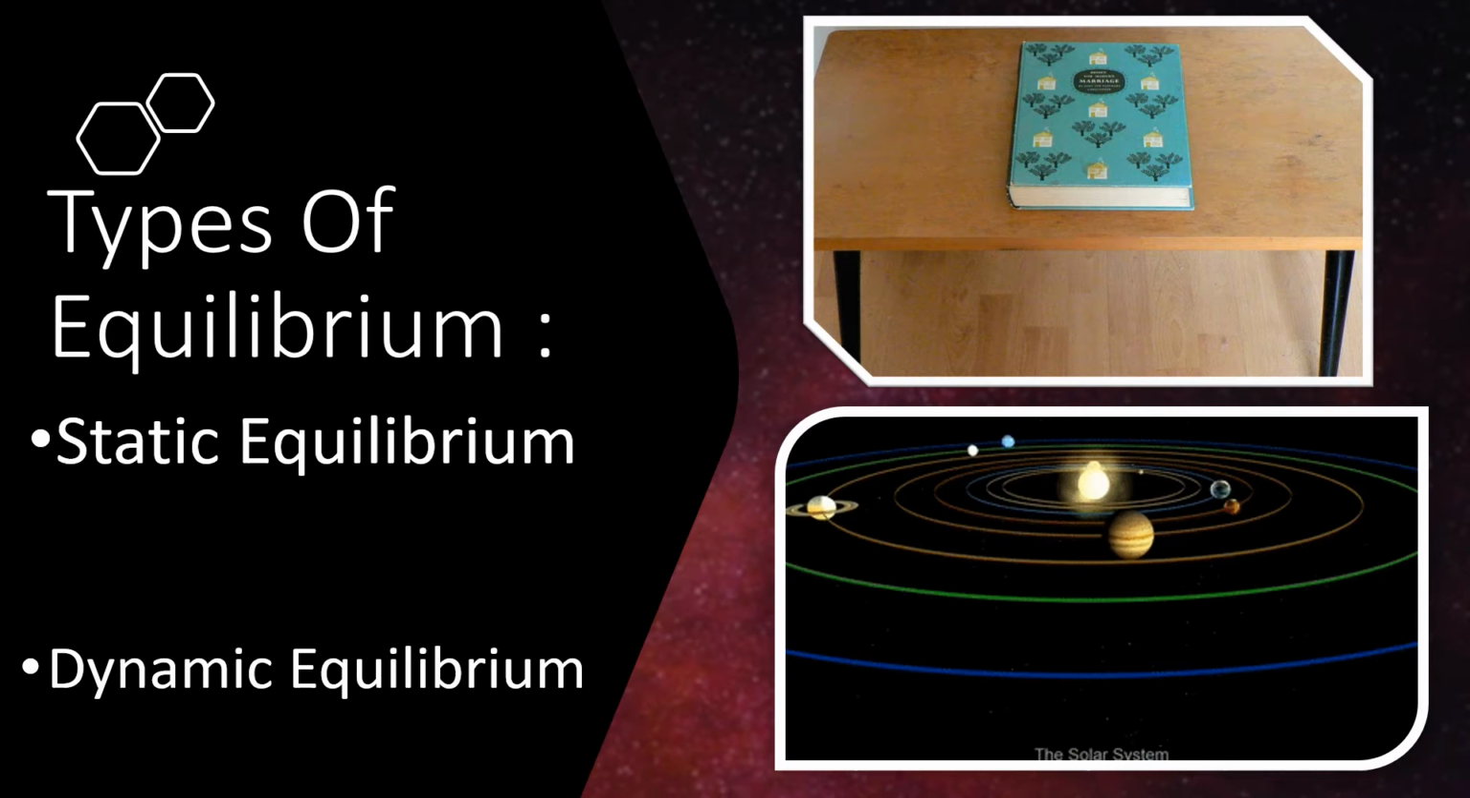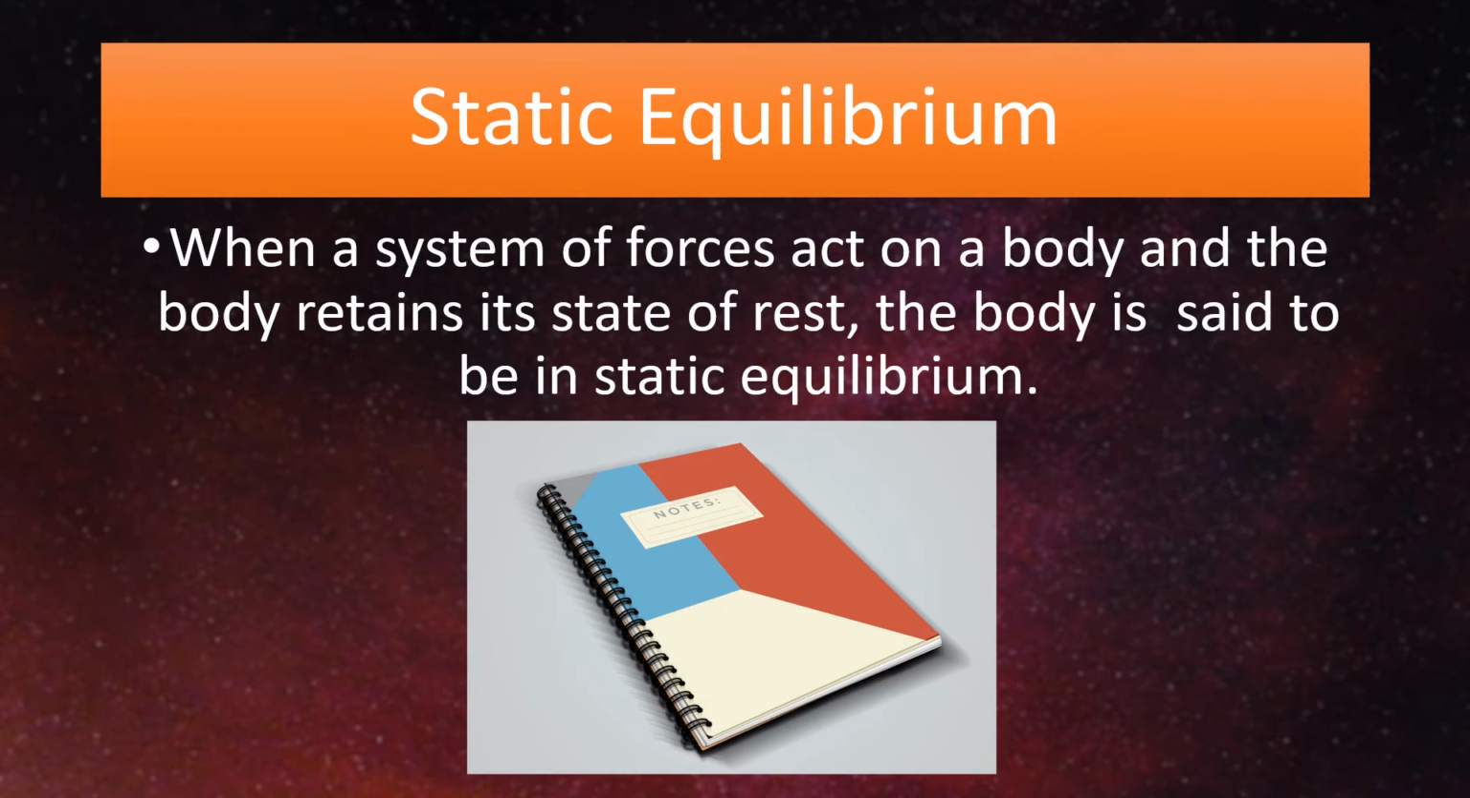Let's move on to the types of equilibrium. We have two types of equilibrium: static equilibrium and dynamic equilibrium. First, let's look at static equilibrium.